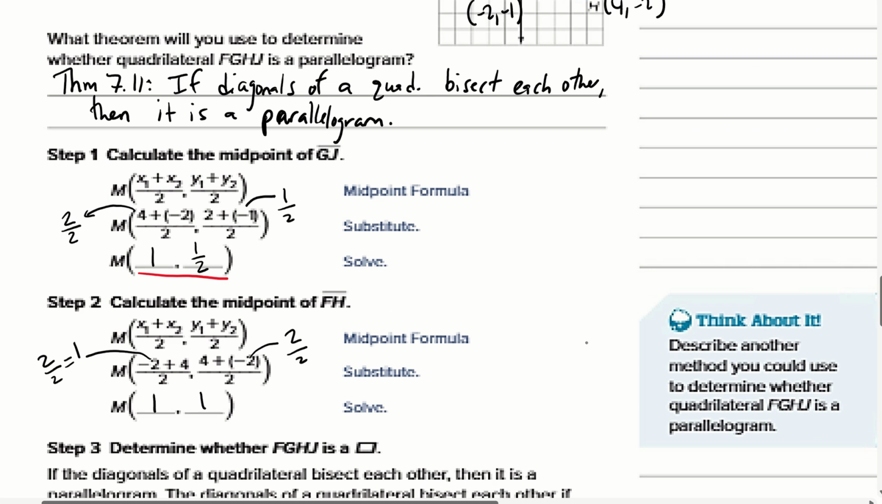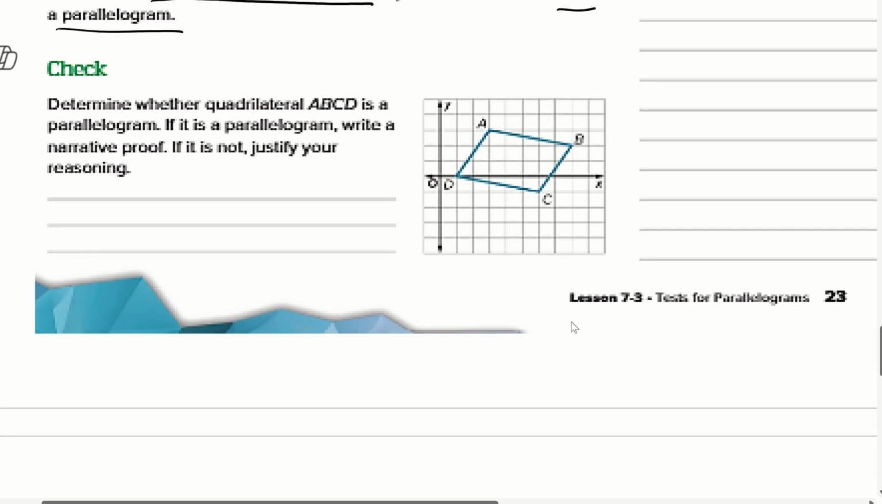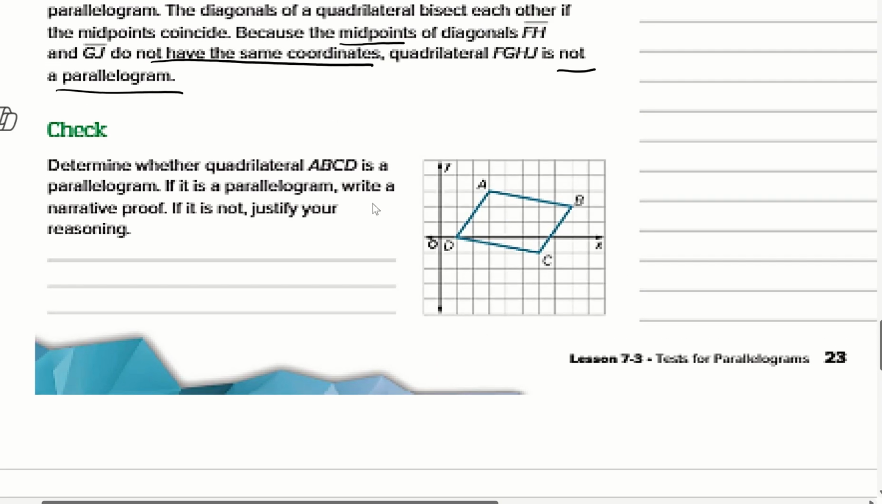And therefore, it's not a parallelogram. Because the diagonals do not have the same midpoints, it's not a parallelogram. So for the check, you can test this using midpoints, but we're going to show you another way of doing this. We're going to use the distance formula.